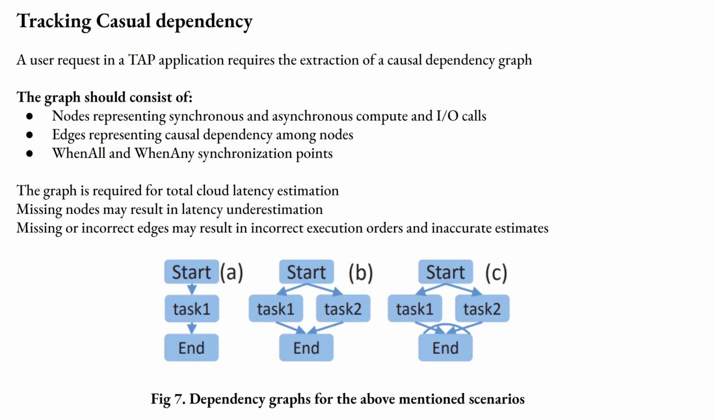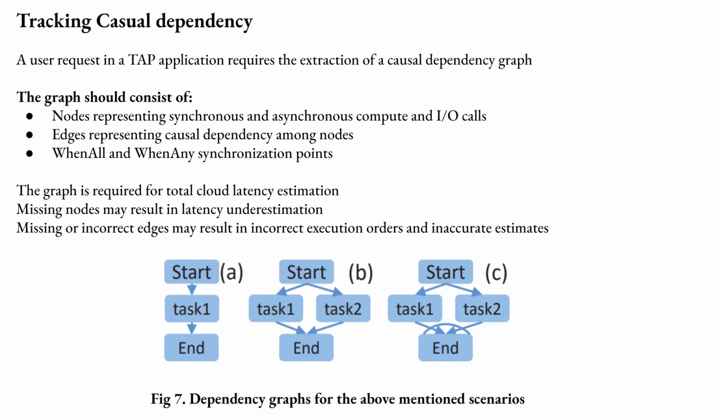Now any user request in a tap application requires the extraction of what we refer to as a dependency graph. Now this particular graph should include all the nodes that represent both the synchronous and asynchronous compute, as well as when all and when any synchronization points that we just talked of. And the edges in the graph should indicate the causal dependencies between the nodes.